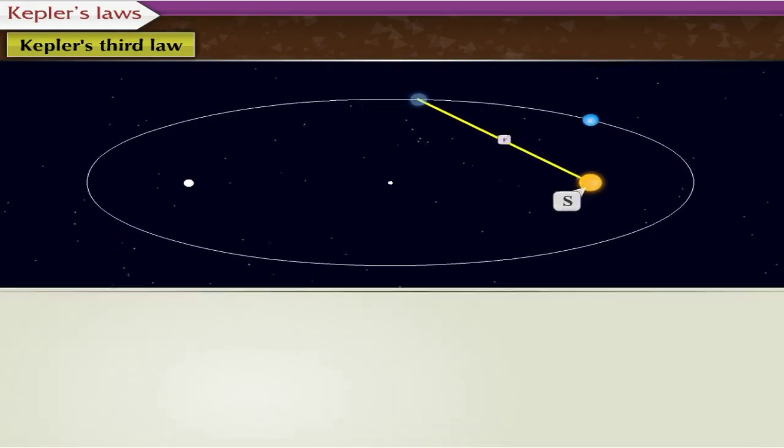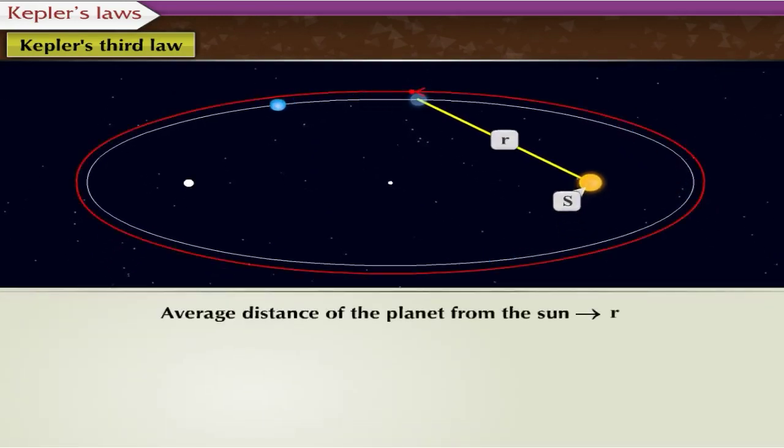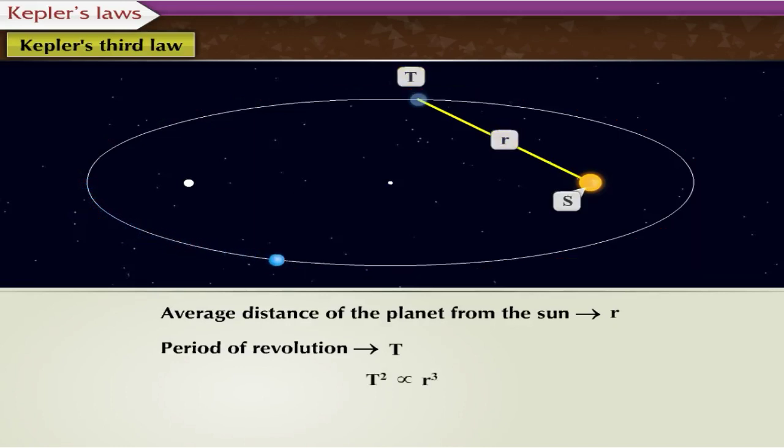Thus, if r is the average distance of the planet from the Sun and t is its period of revolution, then t square is directly proportional to r cube. That is, t square upon r cube is equal to a constant, which is equal to k. This is equation 1.